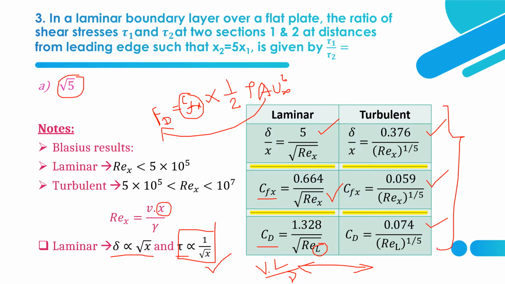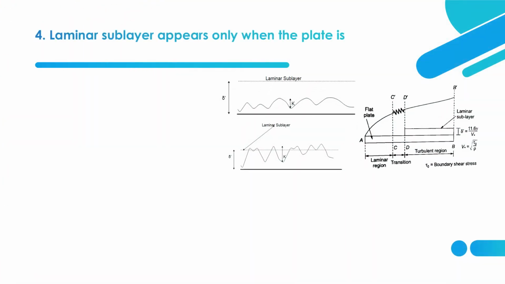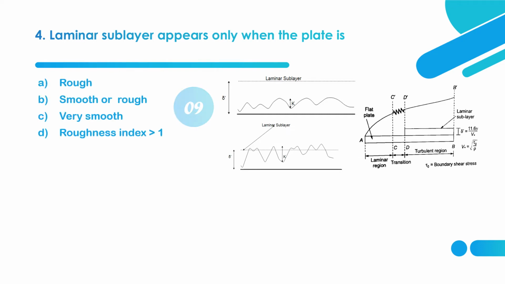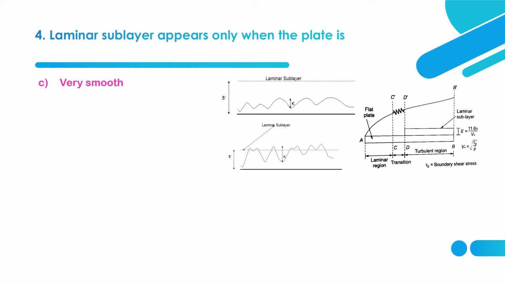Now we shall move on to the fourth question. This question deals with laminar sublayer. Here they have given us: laminar sublayer appears only when the plate. So how should the plate be so that the laminar sublayer will appear? Whether the plate should be rough, or it can be smooth or rough irrespective of that, or it should be very smooth, or the plate should have a roughness index above 1. How should the plate be? The plate should be very smooth in order to get laminar sublayer.